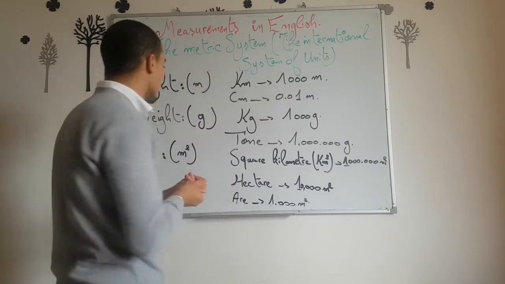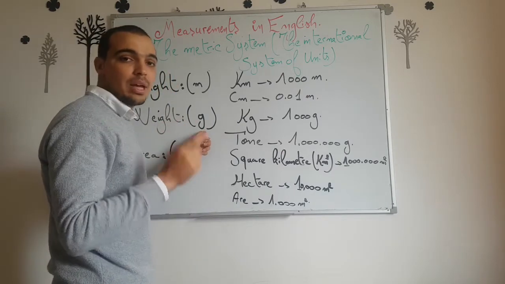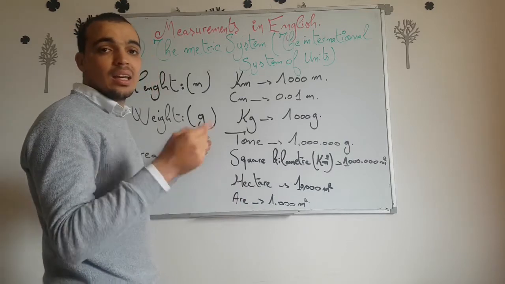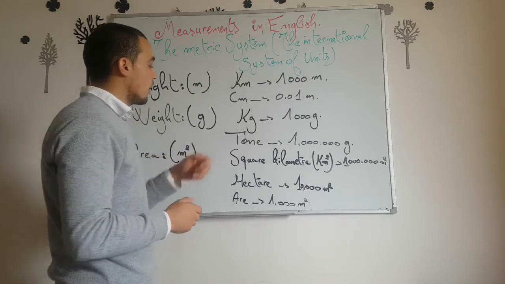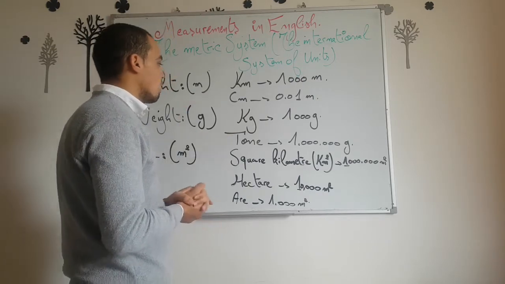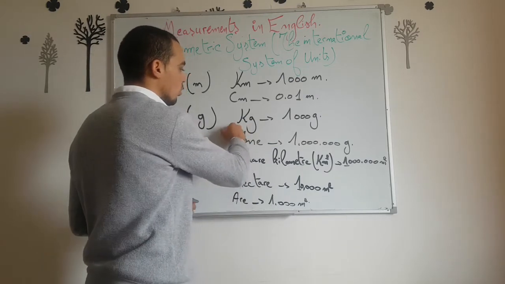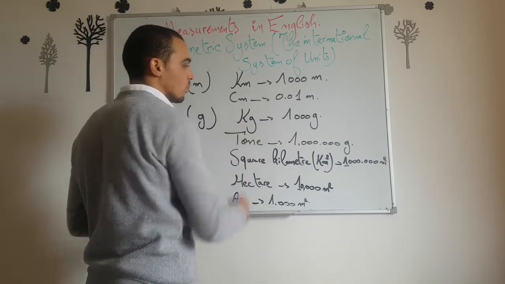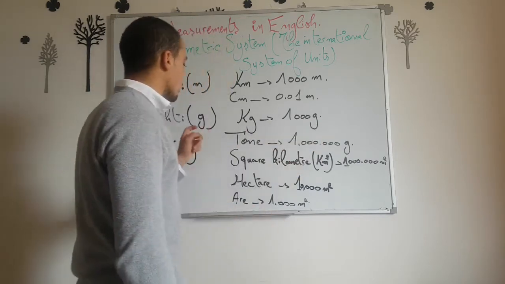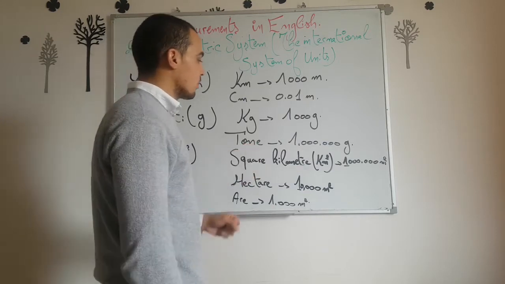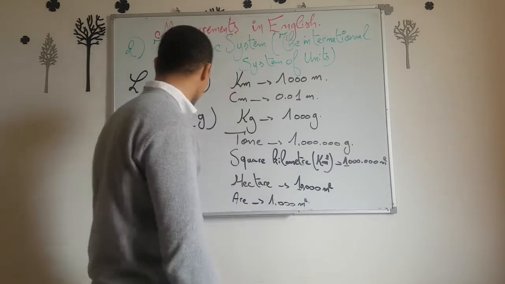Concerning the weight, the unit used in the metric system is the gram. The base unit is the gram, unlike in the empirical system, where they use the pound. We also use the kilogram, which is equivalent to 1,000 grams. We also use the ton, which is equivalent to 1 million grams.